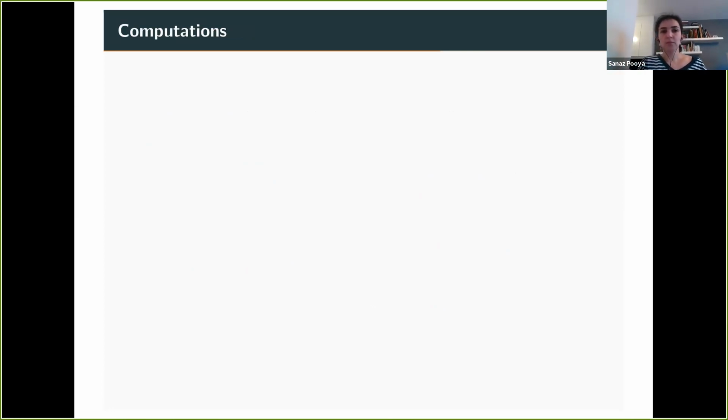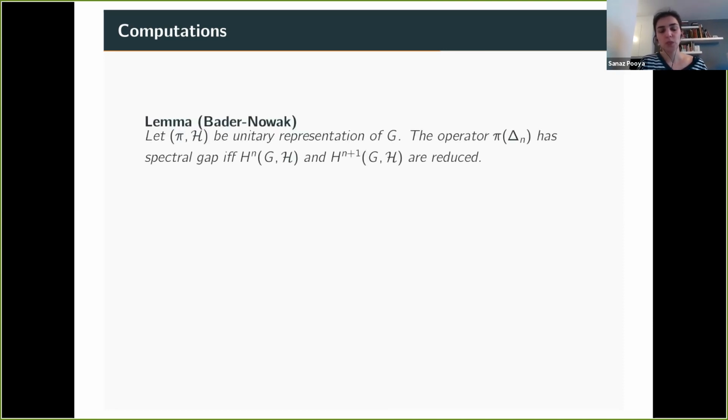So let us see some computations, and before that, I would like to provide a tool from the work of Bader and Nowak, where they say that a higher Laplacian has spectral gap if and only if the group cohomology in degree n and n+1 is reduced. So we will use this as a tool to verify that we have the spectral gap, guaranteeing that this Kazhdan projection lies inside the completion of the group ring that we want.